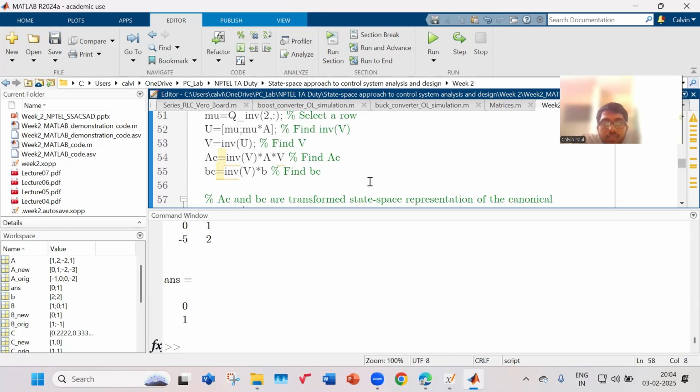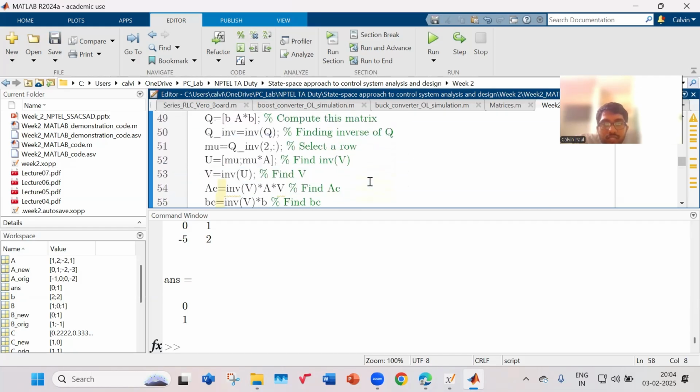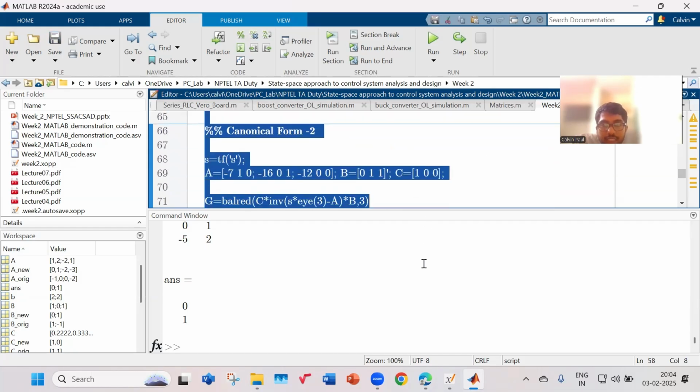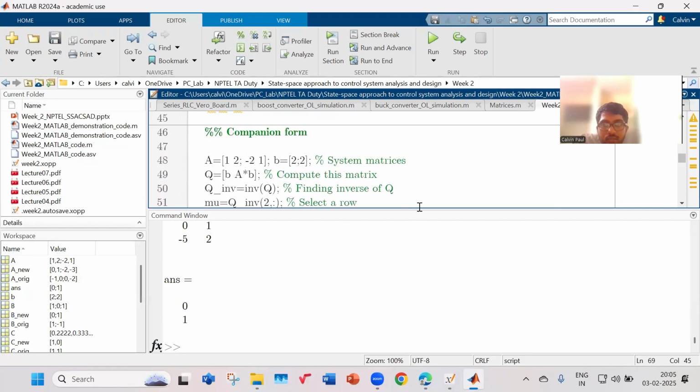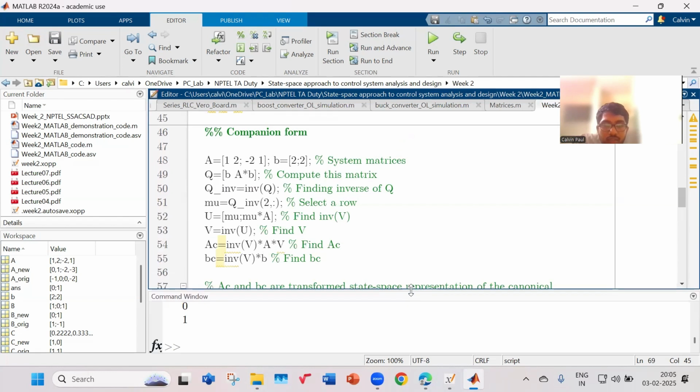So I hope this is understood by you guys. These are the steps which I hope you can understand. Yeah, and I can share this code also. I think I'll have to upload it somewhere.